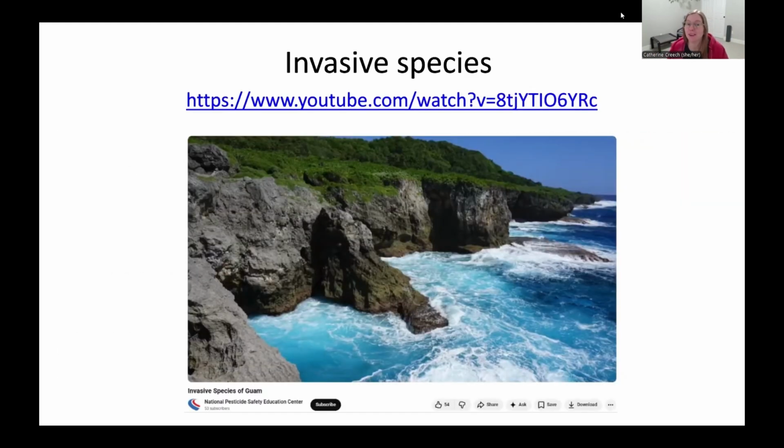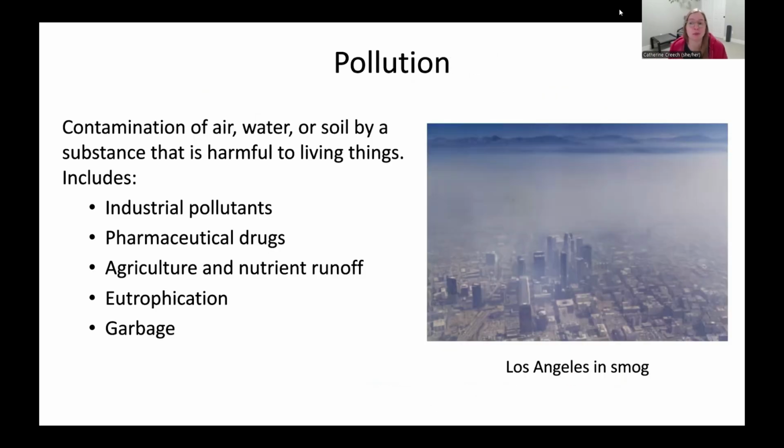You watched a documentary about invasive species, or you will watch a documentary about invasive species specific to Oregon. But I also want you to think about other places with invasive species. This is invasive species of Guam, and it is fascinating. And that brings us to pollution.